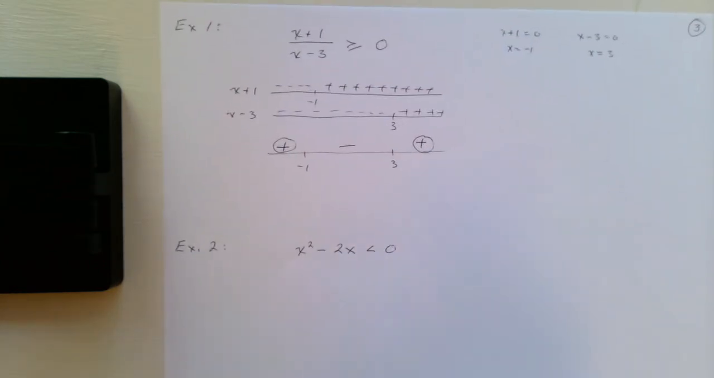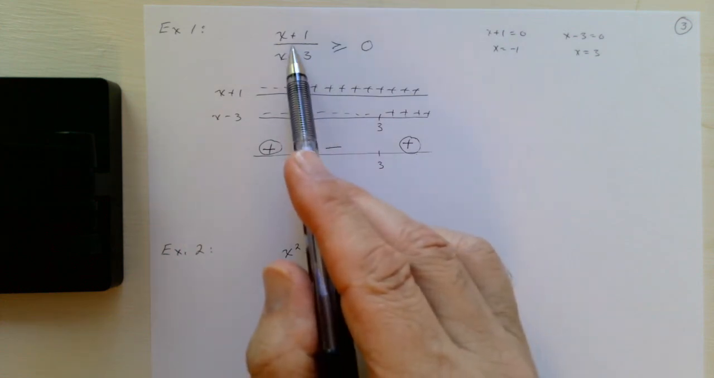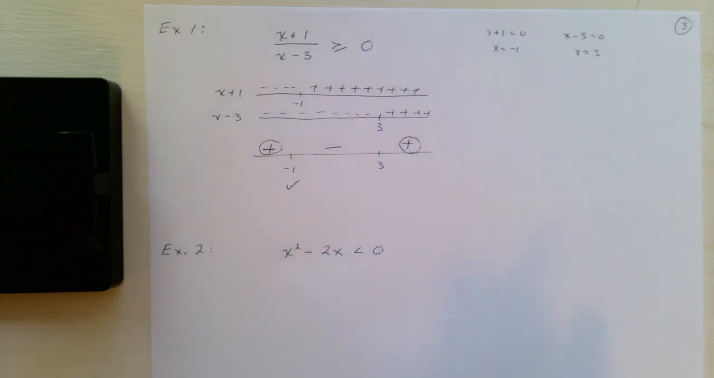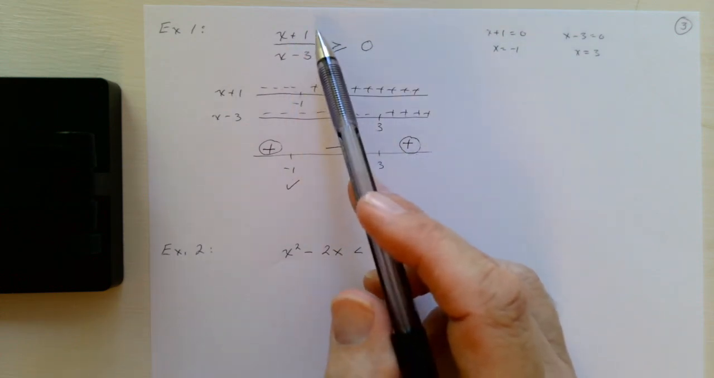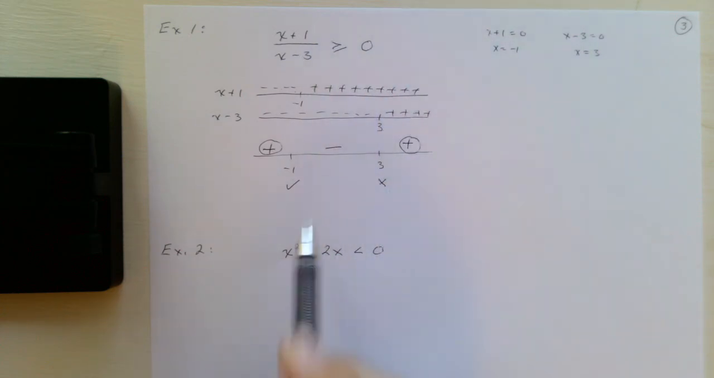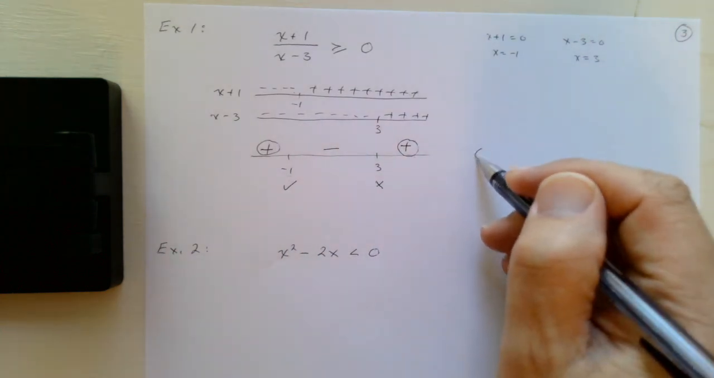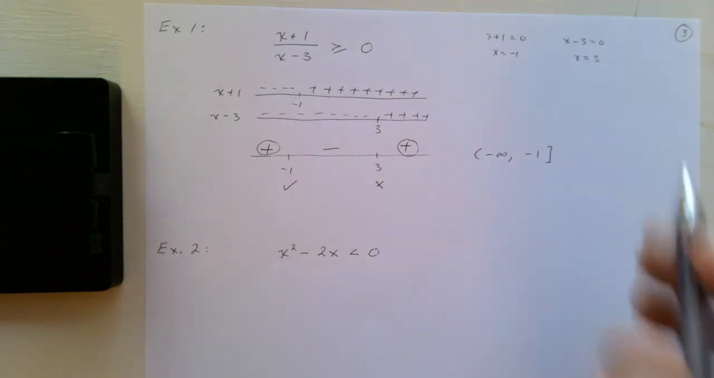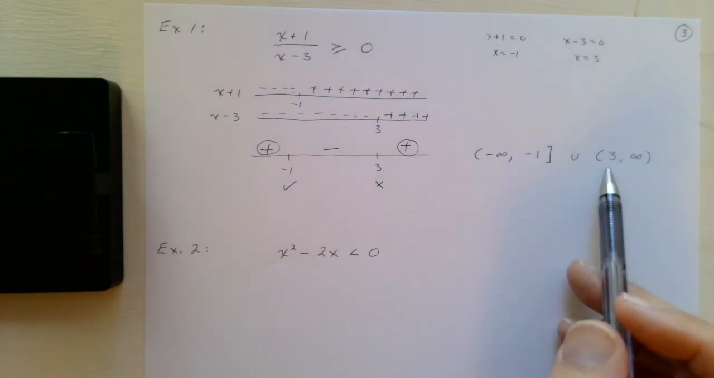Finally, when we check our endpoints, which ones do we want? If we plug in -1 here, we get 0, and 0 is greater than or equal to 0, so we include -1. If we plug in 3 here, we get 4 over 0, so that's going to be undefined, so that can't be a solution. So we include -1, we do not include 3. In interval notation, our solution will be negative infinity to -1 with a square bracket, union 3 to infinity, with a round bracket here because we're not including 3.